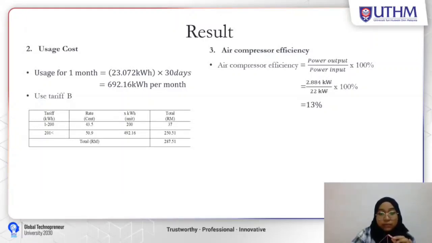And then we use the tariff B, and we get the total cost for the cooling tower is 200. For the air compressor is 287.51 ringgit. And the air compressor efficiency is equal to power output over power input multiplied by 100%, and we get the air compressor efficiency is only 13%.